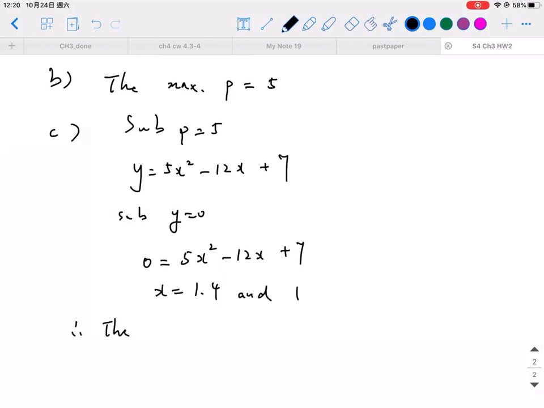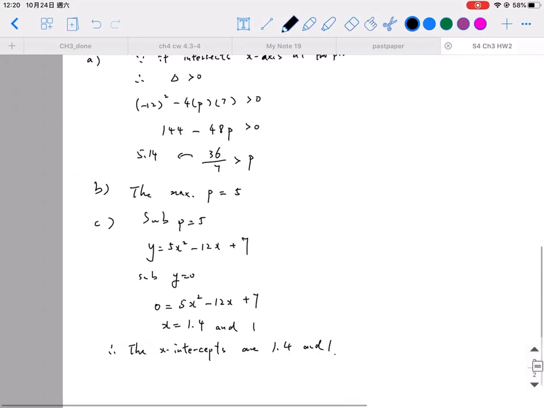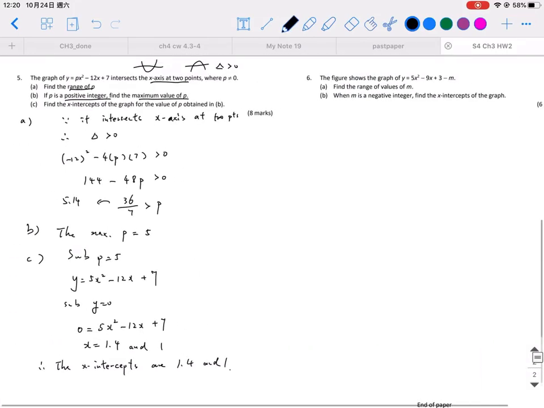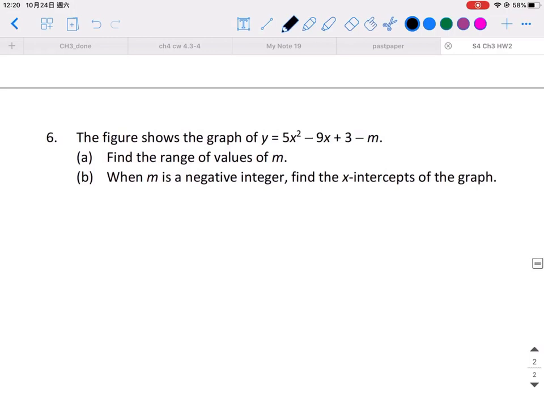So the x-intercept 1.4 and 1. Okay, so we finished the question number 5. And for the last question, okay, the figure is like this. Okay, shows the graph. Okay, and find the range of value of m. And in this graph, we know that we have 2 intersection points with x-axis. So we need to write down because it has 2 x-intercept.